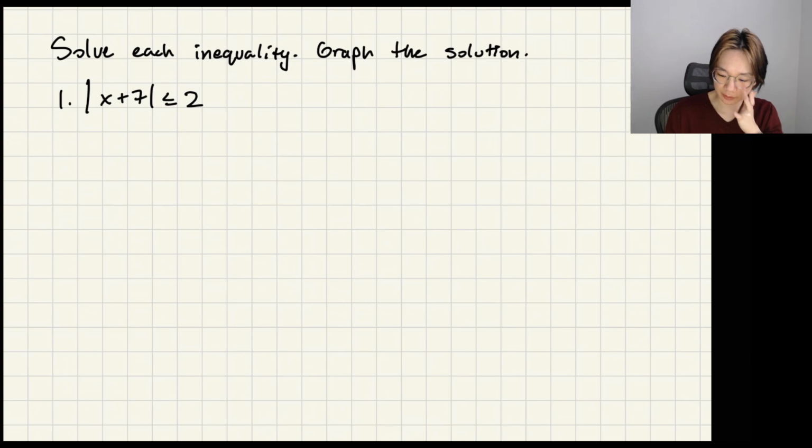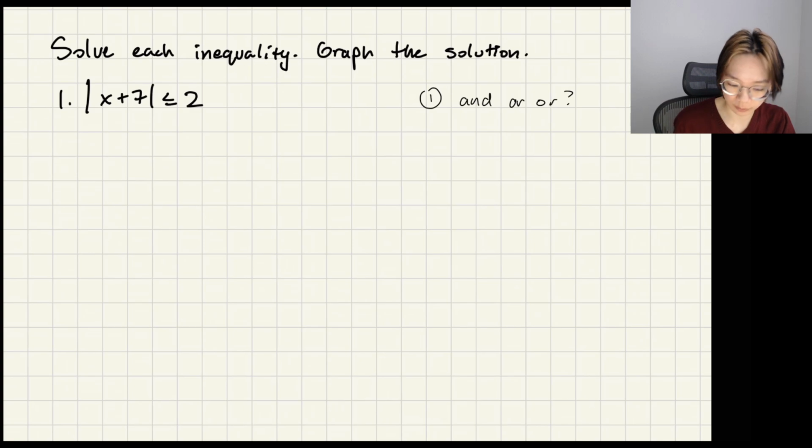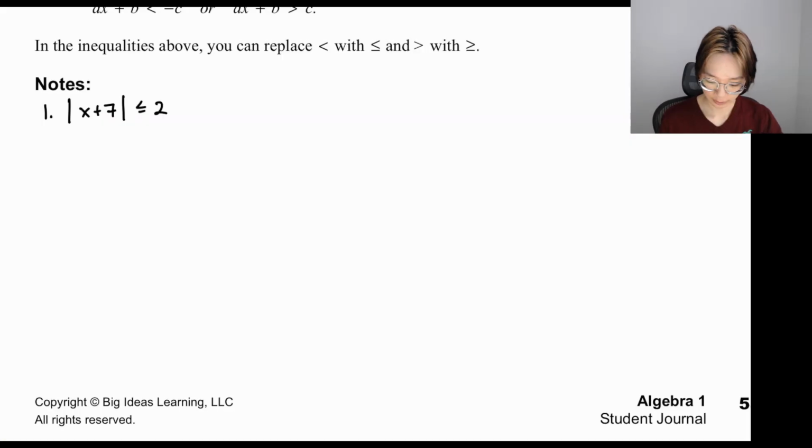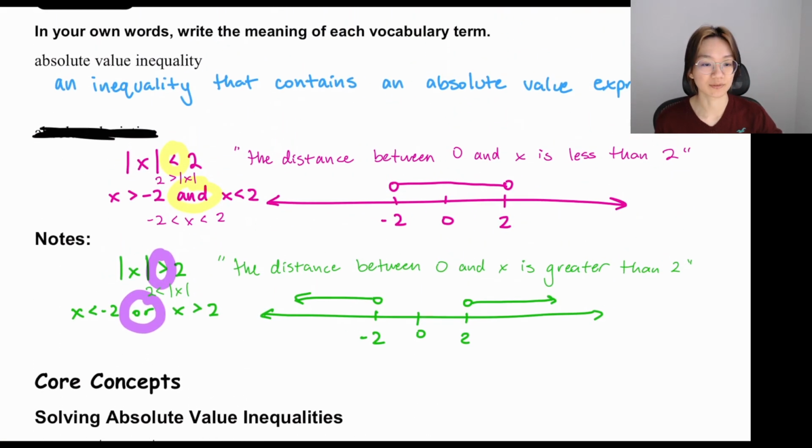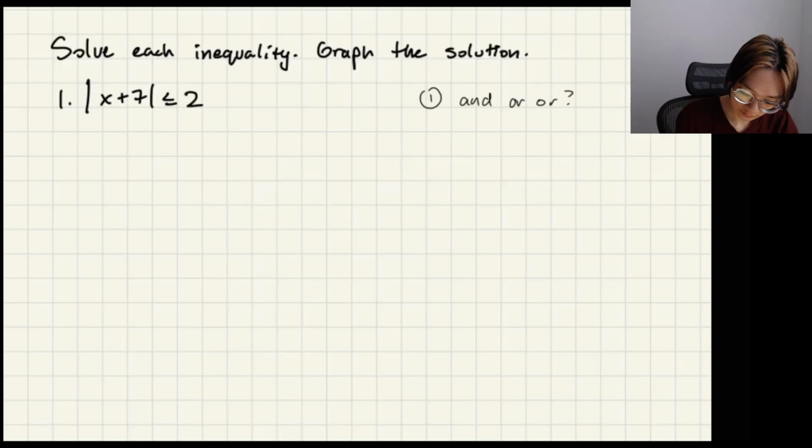Now, first things first, I'm going to tell you this is going to be your first step. Figure out if it's an and or an or. The absolute value side is less than the other side. So if we go back up here, absolute value is less than, so it's an and.